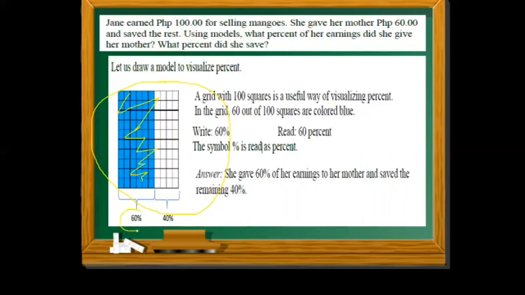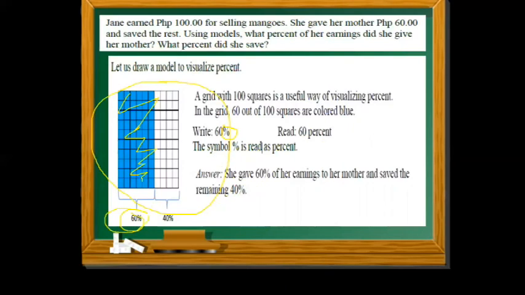Yung 60%, ito yung kanyang ibinigay sa kanyang nanay. Kasi 100 yung kanyang napagbentahan. And then, ang tawag dyan is 60%. Binabasa na siya as 60%. And then the symbol percentage, or the percent sign, ayan. So the answer is, she gave 60% of her earnings to her mother.